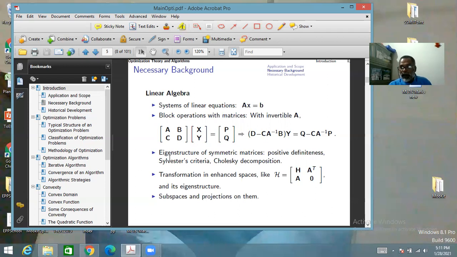What is meant by positive definiteness? What is its criteria, Sylvester's criteria? What is a Cholesky decomposition? So such understanding, such ideas, you should be familiar with.